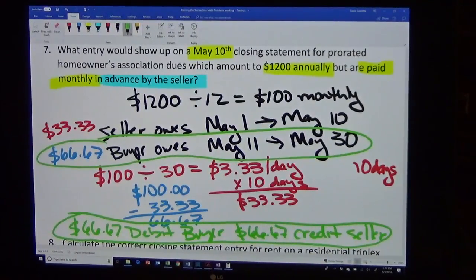$66.67 debit buyer, $66.67 credit seller. Notice it's still the same amount of money on both sides.